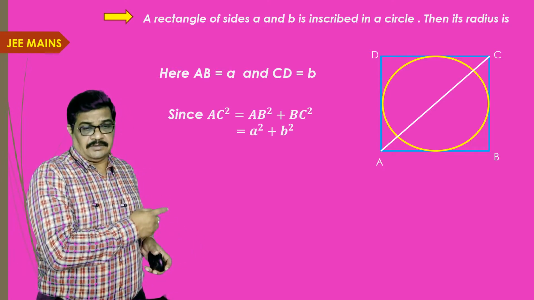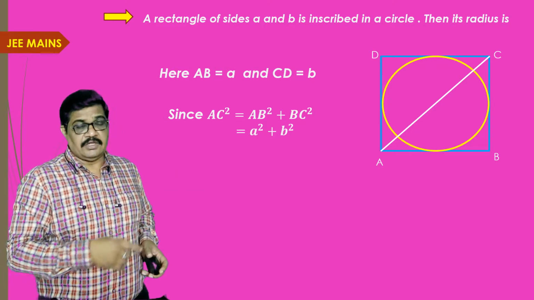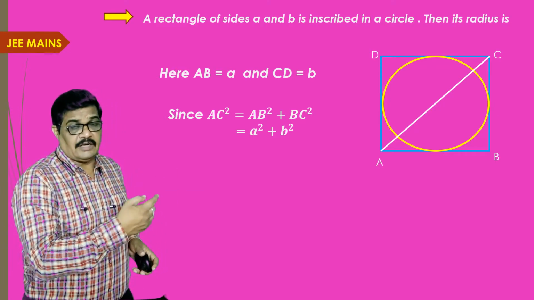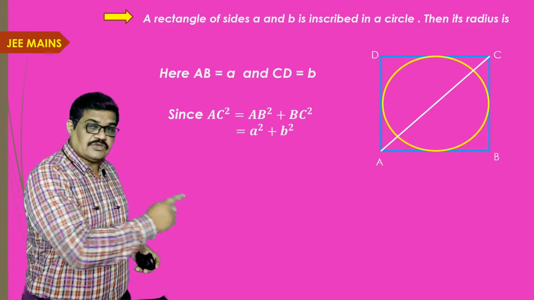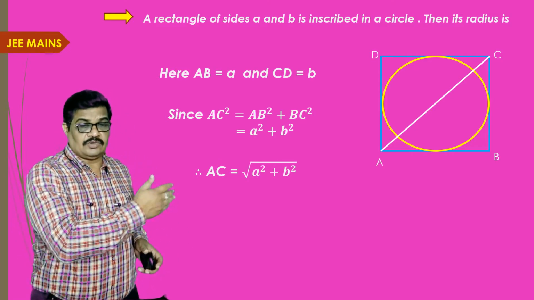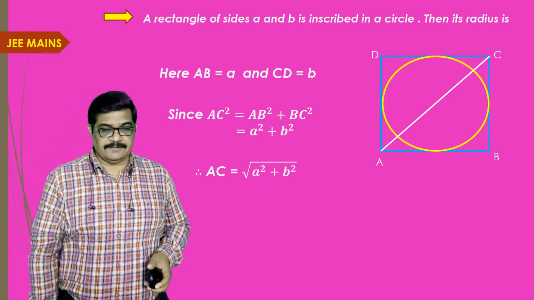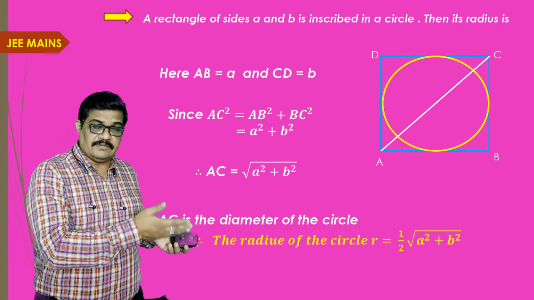Since AC square is equal to AB square plus BC square, and here AB is small a and BC is small b, AC square is equal to a square plus b square. From that, AC is equal to root of a square plus b square. AC is the diameter of the circle.